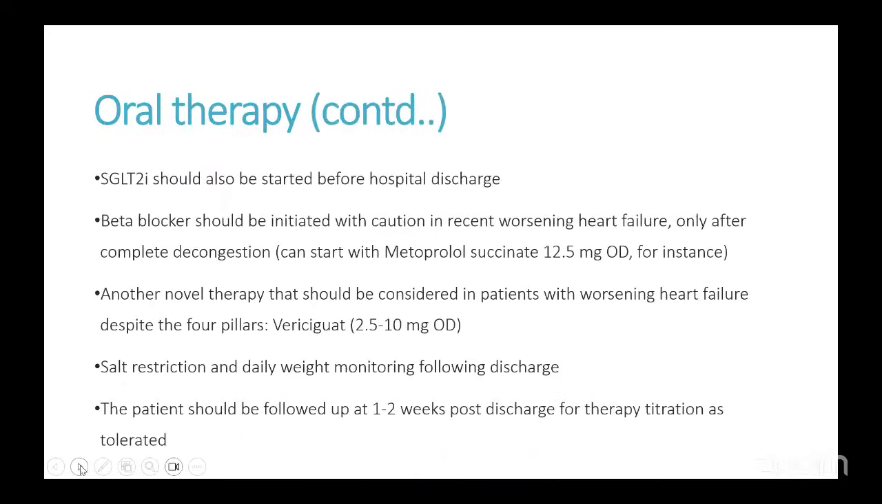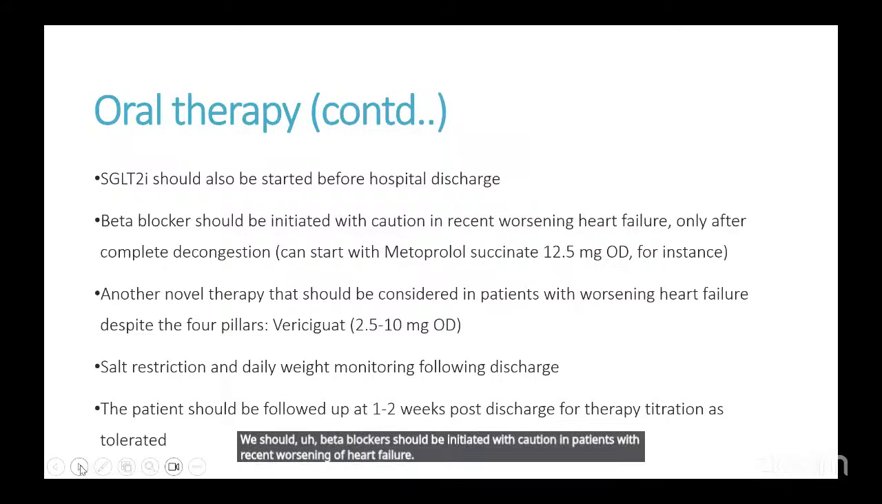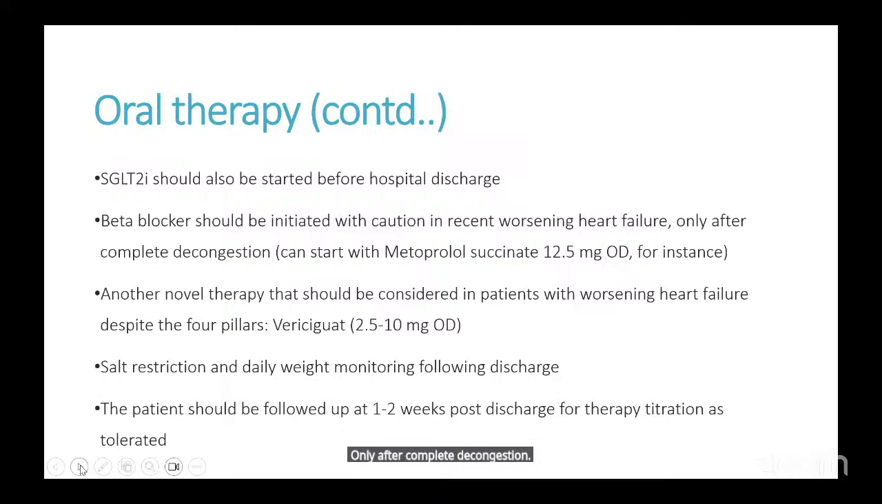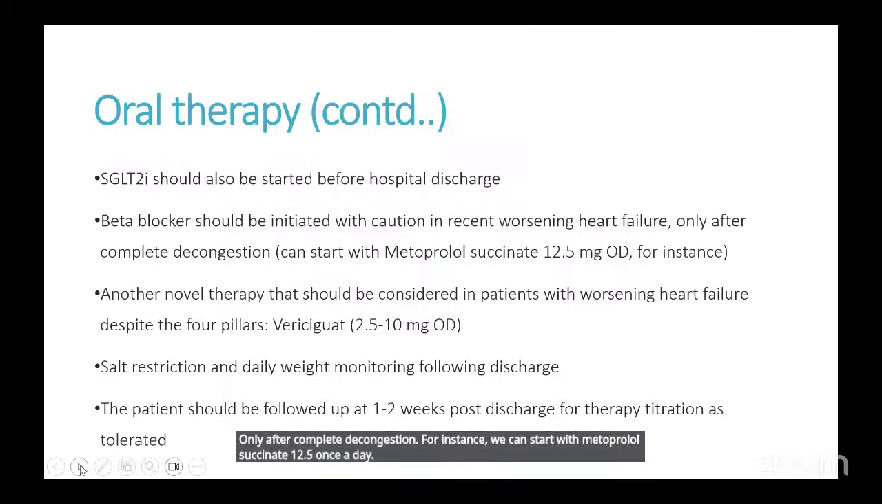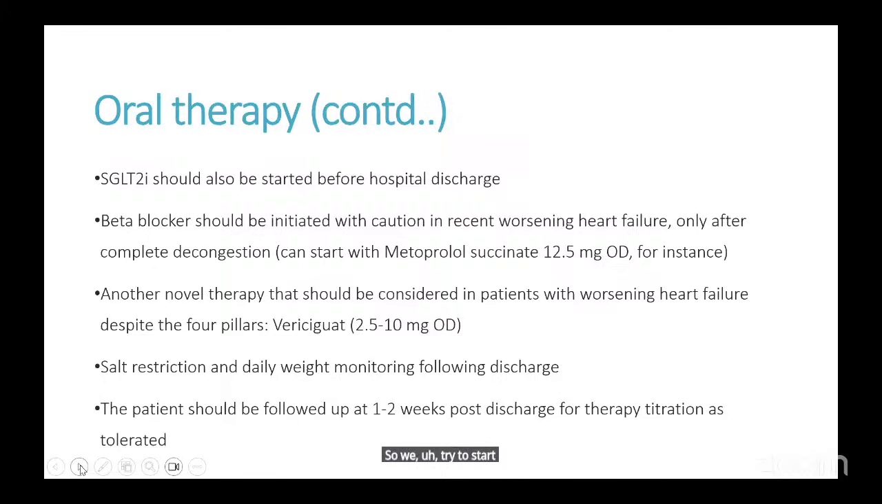Also, SGLT2 inhibitors should be started before hospital discharge. Beta blockers should be initiated with caution in patients with recent worsening of heart failure, only after complete decongestion. For instance, we can start with metoprolol succinate 12.5 once a day. So we try to start all 4 pillars of therapy at very low doses and up-titrate them gradually. The idea is that we should try and start all 4 pillars before discharge.